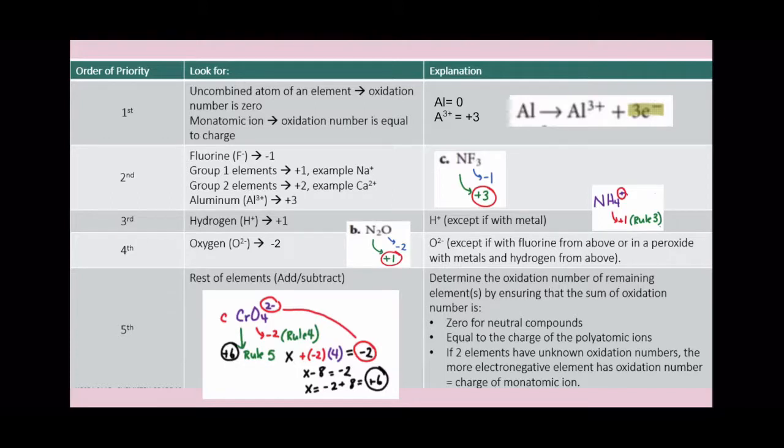Rule 5 is one of the most important rules. It says that for the oxidation number of an element that is not mentioned above, which is usually the last element, you make the sum of the oxidation numbers equal to 0 if it's a neutral compound, meaning it has no charge, or you make it equal to the charge for polyatomic ions. And if two elements have unknown oxidation numbers, the more electronegative element has the oxidation number or the charge of the monatomic ion.